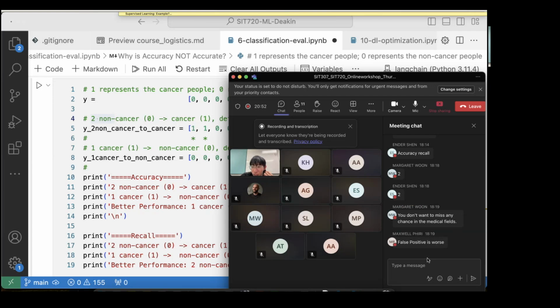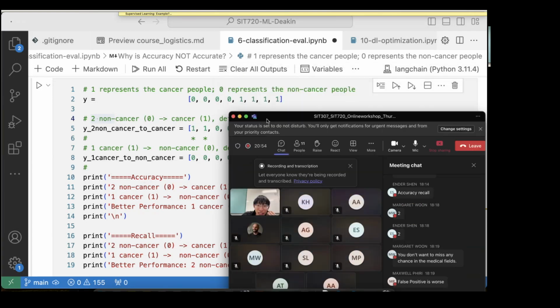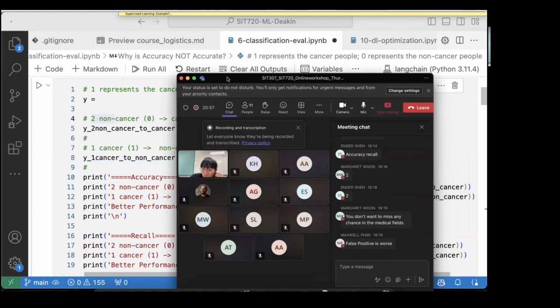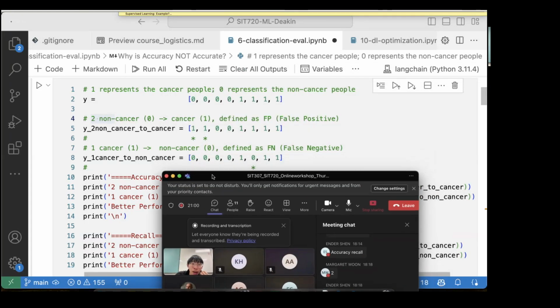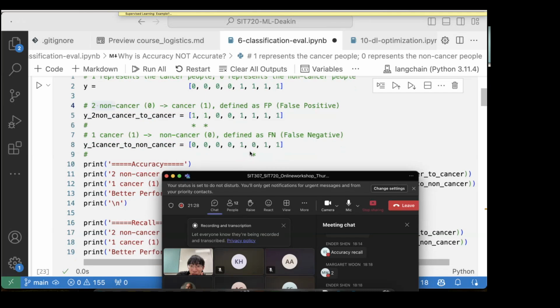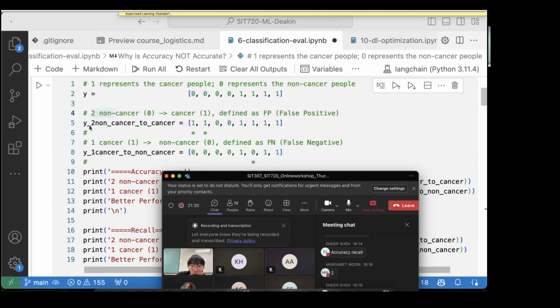False positive is worse. So let's see, what is a false positive? Okay, Maxwell mentioned false positive. Positive means the prediction of cancer people. Normally you have a target label. In this scenario, the target label is cancer people. Normally, the target label will be encoded as 1. So here the target label is cancer people, and the positive prediction is 1.